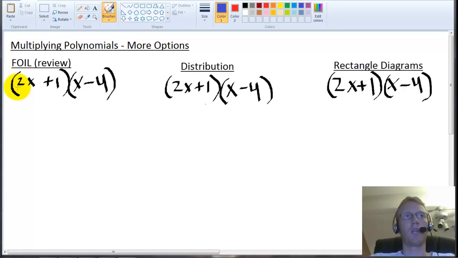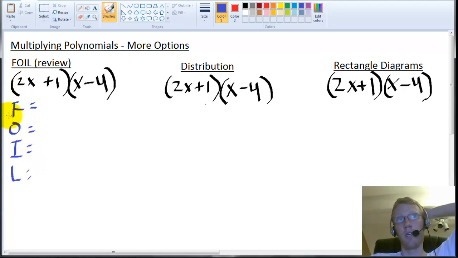So we're going to multiply the binomial 2x plus 1 times the binomial x minus 4. So remember to do FOIL. It stands for firsts, inners, outers, lasts. So I like to write it down like this so I can clearly show all my work. The first means the first term here times the first term here. So 2x times x is 2x squared. 2 times 1 is 2. X times x is x squared. Again, you always multiply the numbers first and then the letters together.